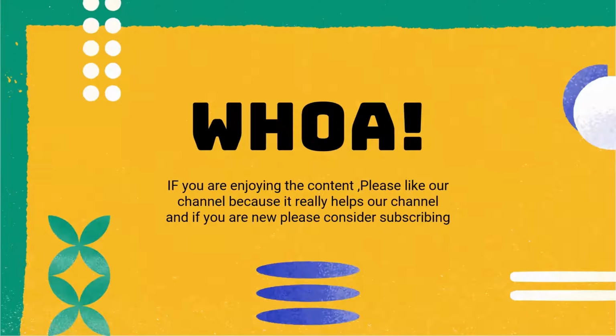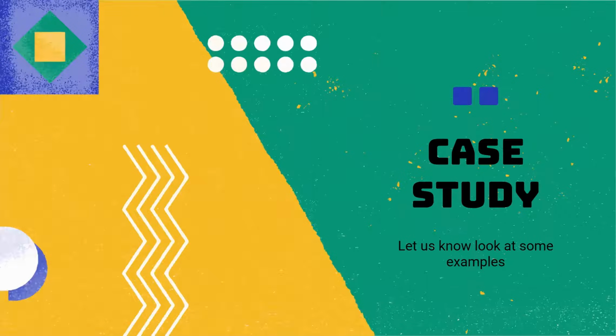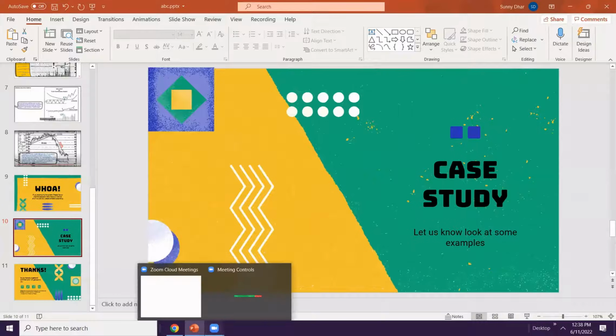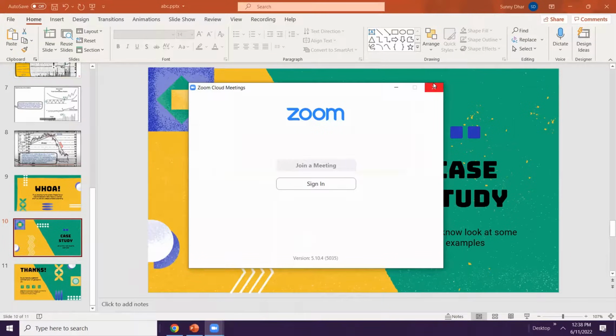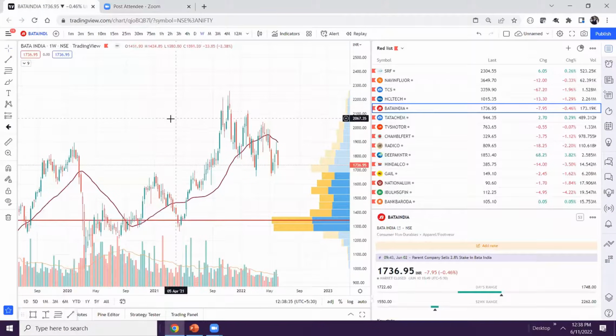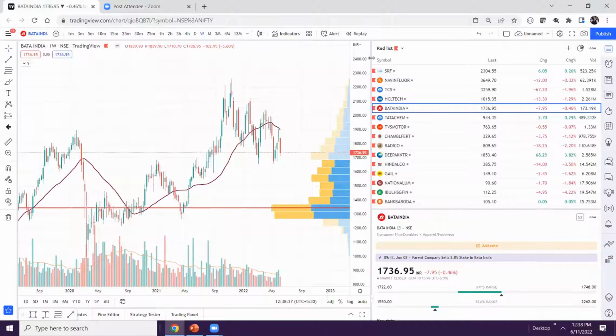So is this strategy clear? Can anyone unmute yourself and let me know? Anyone from the meeting? Yeah, it's clear, but when we see some examples, it becomes much more clear.